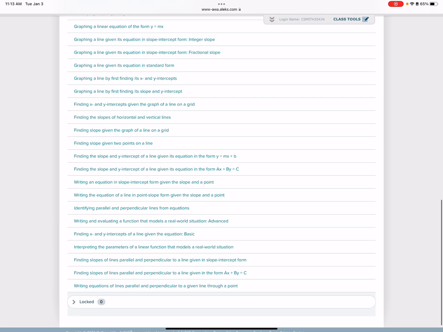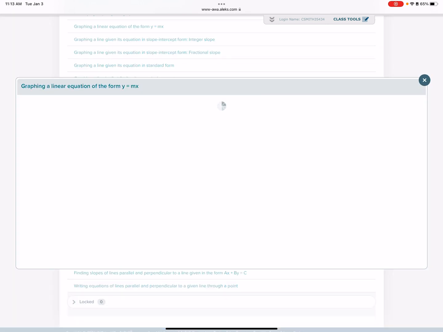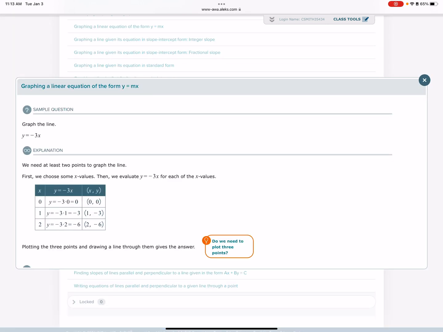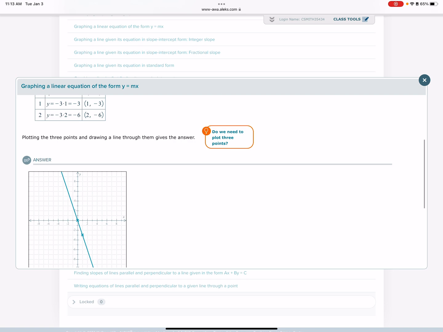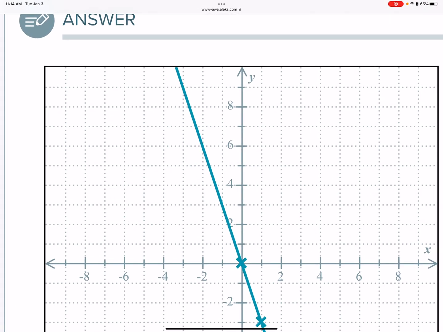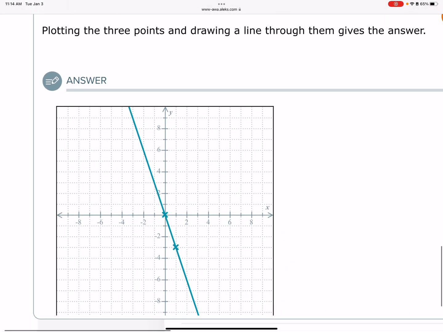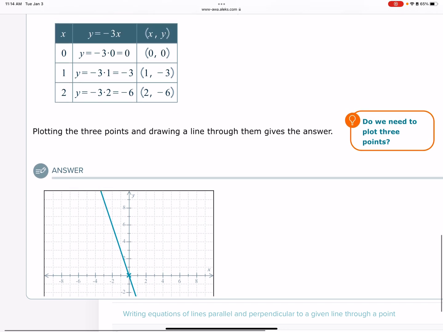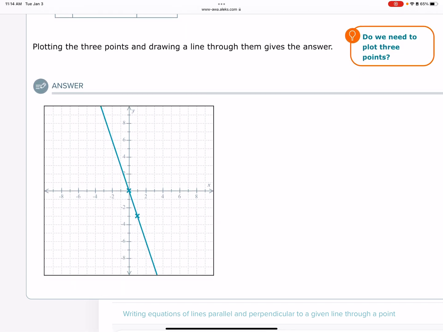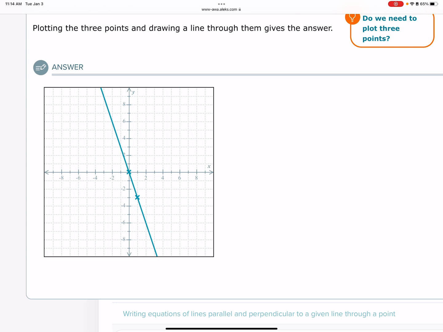Okay, graphing a linear equation in the form y equals mx. Notice there's no b because the b is just 0. That's all it means. So you're just going to start right there at the origin. Your b is right there at the origin. You can see this first x at the center is 0, 0. Then what is the slope? The slope is negative 3x, so that means negative 3 over 1. So down 1, 2, 3 from the origin and to the right 1.